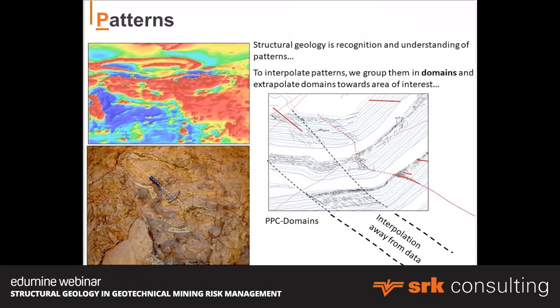So let's talk about patterns first. Structural geology is almost by definition the recognition and understanding of patterns in the rock. That's what we do. We interpolate patterns, we group them into domains, as I said, and we use the understanding of those patterns to extrapolate domains into areas of interest where we actually don't have any data. So by identifying that there's a strong fault fracture system in this area, putting a domain boundary around that, we can extend that zone to an area perhaps where the future pit's going to be. Right? That's why we need to understand the patterns.